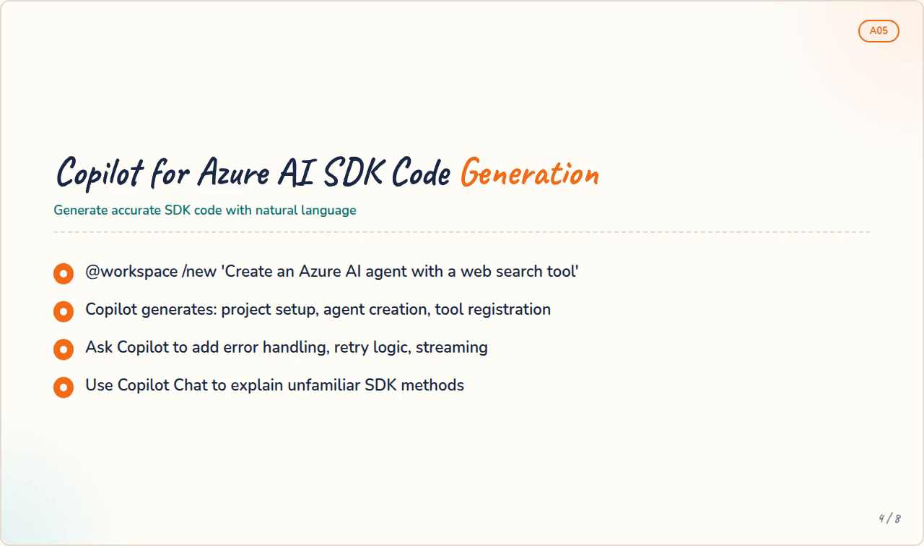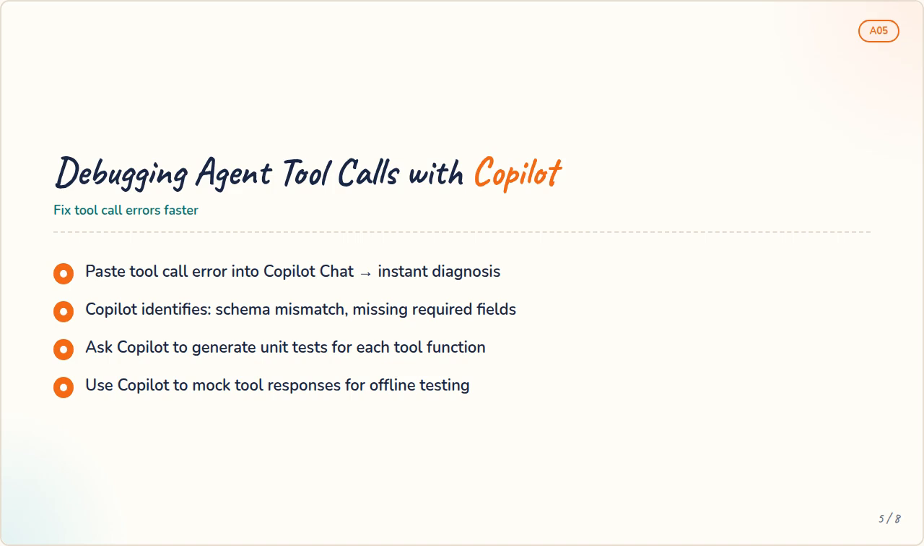When an agent tool call fails, paste the error and the tool definition into Copilot Chat. It will identify schema mismatches, missing required fields, and type errors instantly. Ask Copilot to generate unit tests for each tool function and to mock tool responses so you can test your agent logic offline. Use Copilot to generate evaluation datasets.